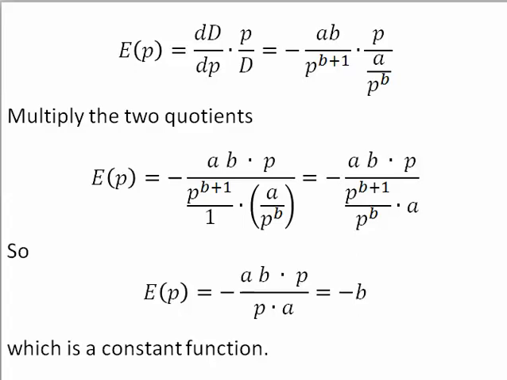Now, P to the B plus 1 over P to the B is just P. And then look at all the cancellations that occur. And so the elasticity function is negative B. Now, B is just a number. It doesn't depend on the price at all. And so, as we were instructed to do, we showed that the elasticity is a constant function.